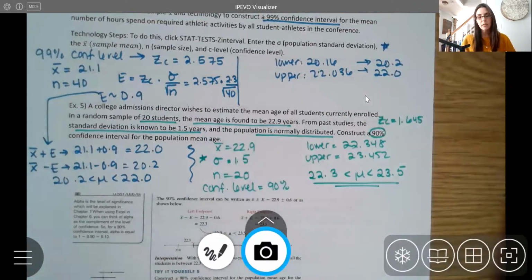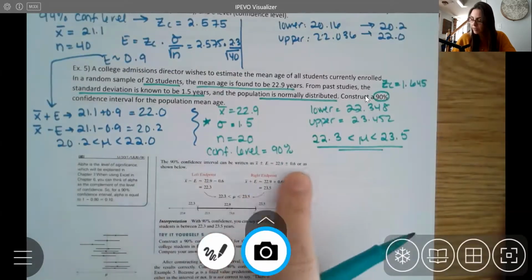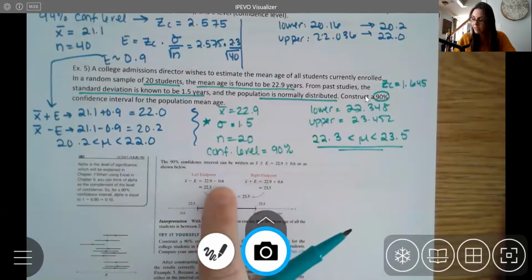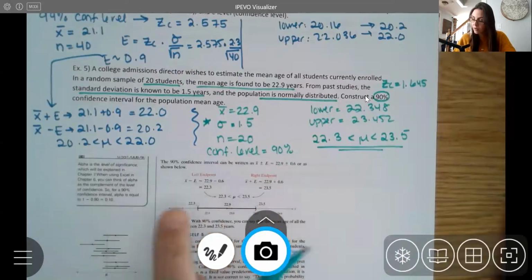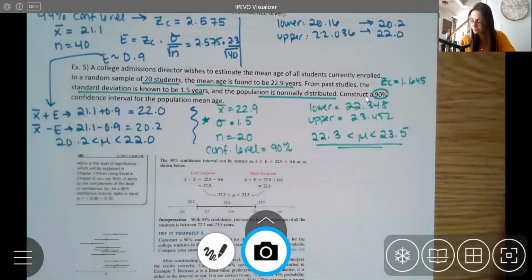For the other ones, you'll have to draw the picture and figure out the Z values on your own if it's something beyond that. So here you have it here. Now here they did it by hand, so they were able to find the error was 0.6 and add and subtract from there. So that's just, again, a different way that you could do it if you want to use the formula by hand.